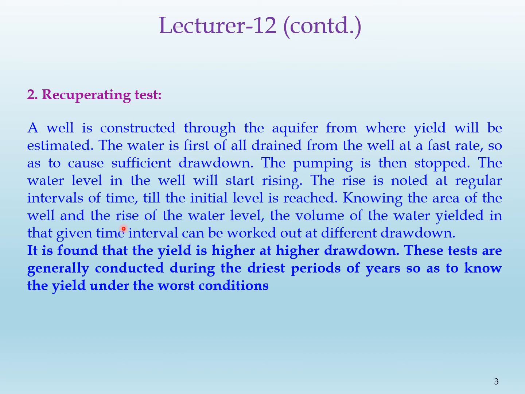Knowing the area of the well and the rise of water level, the volume of water yielded in the given time interval can be worked out at different drawdowns. It is found that the yield is higher at higher drawdowns. These tests are generally conducted during the driest periods of the year so as to know the yield under the worst conditions.